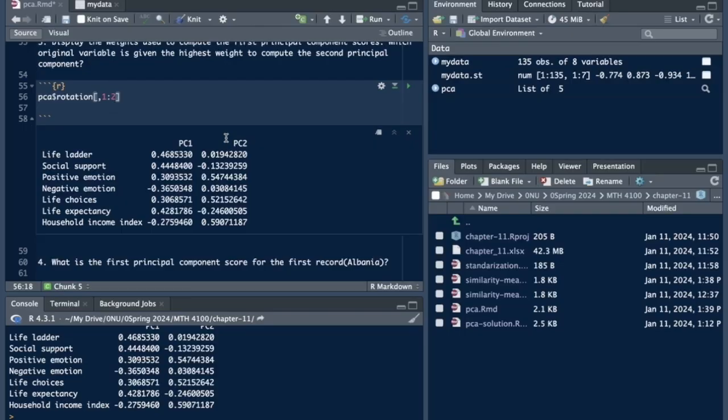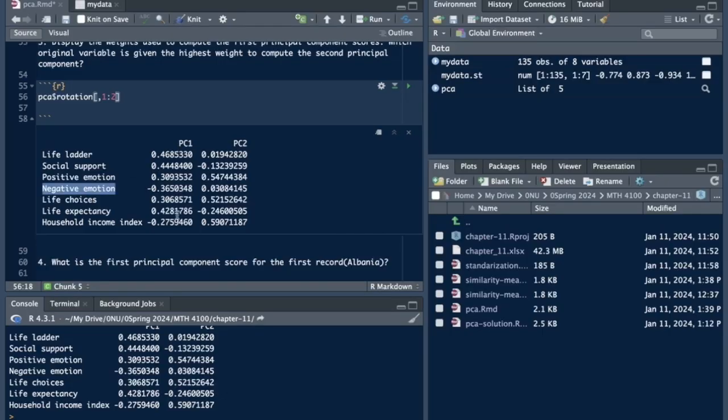So each principal component is created by a linear combination of the variables. So what is the weight, how did we create the PC1, let's say? The PC1 is created by this number times life ladder, plus this number times social support, this number times positive emotion, this number times this, and so on. For each country, we're going to have values for these, then we're going to have a value for the PC1, and so on.